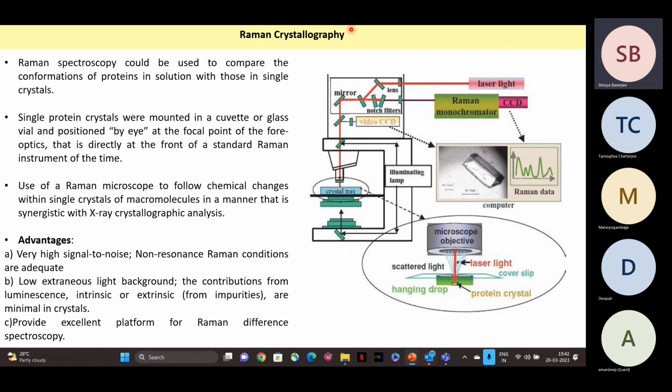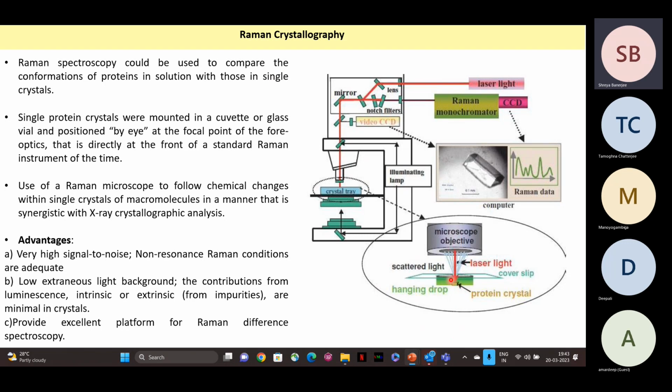Another application is called Raman crystallography. Raman spectroscopy can be used to compare the conformation of proteins in solution with those in single crystals. What is done here is that if you have a single protein crystal, so we had learned about the hanging drop experiment where the protein is crystallized out from a solution of the protein and the co-crystallization solvent.